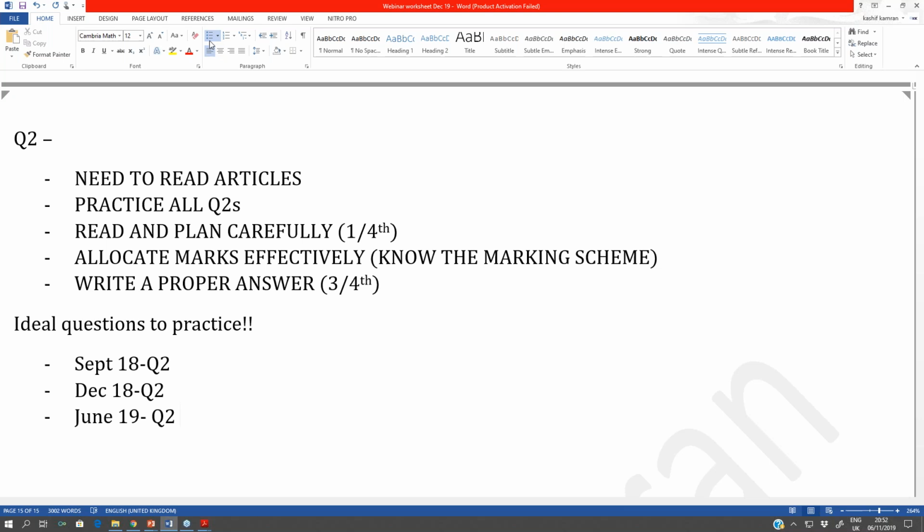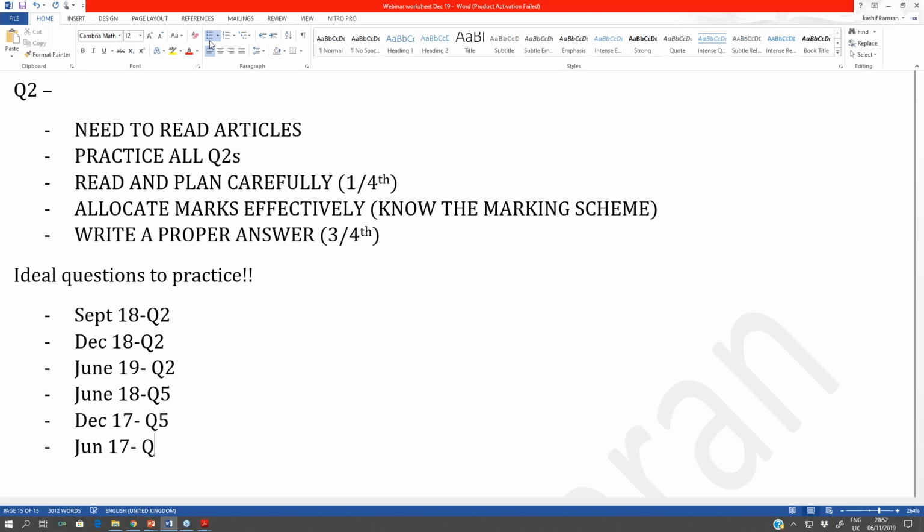But if you go prior to that, then you have to practice the June 18, question five. You have to practice December 17, question five. And you have to practice June 17, question five. Sufficient. If you practice these six, you will have a wonderful picture of the completion and reporting stage. So I hope you will go through these six questions and prepare yourself effectively for the completion and reporting stage.